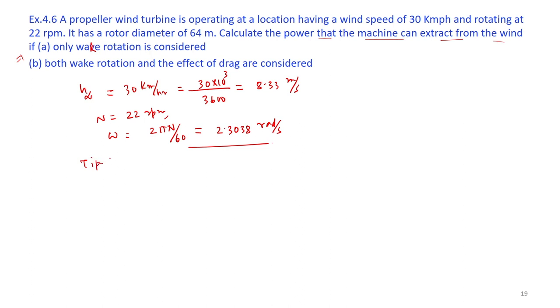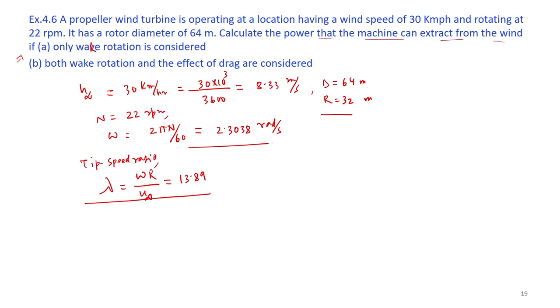So, we know the tip speed ratio expression: lambda is omega into r by u infinity. Because the rotor diameter is given as 64, the radius will be 32 meter. If you substitute the values, it will be 13.89. And for the first case, we know the Cp expression is 16 by 27 exponential of minus 0.3538 lambda to the power of 1.2946.